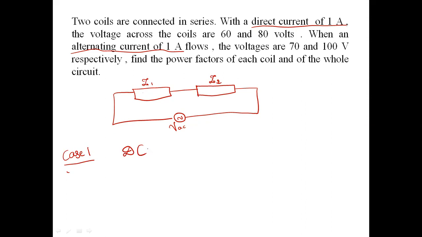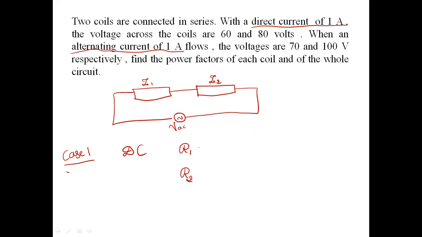So when direct current of 1 ampere flows, what happens? These coils, they just act as a short circuit. But they will have some amount of resistance. So in case of DC, instead of Z1 and Z2, I can just take them as R1 and R2.